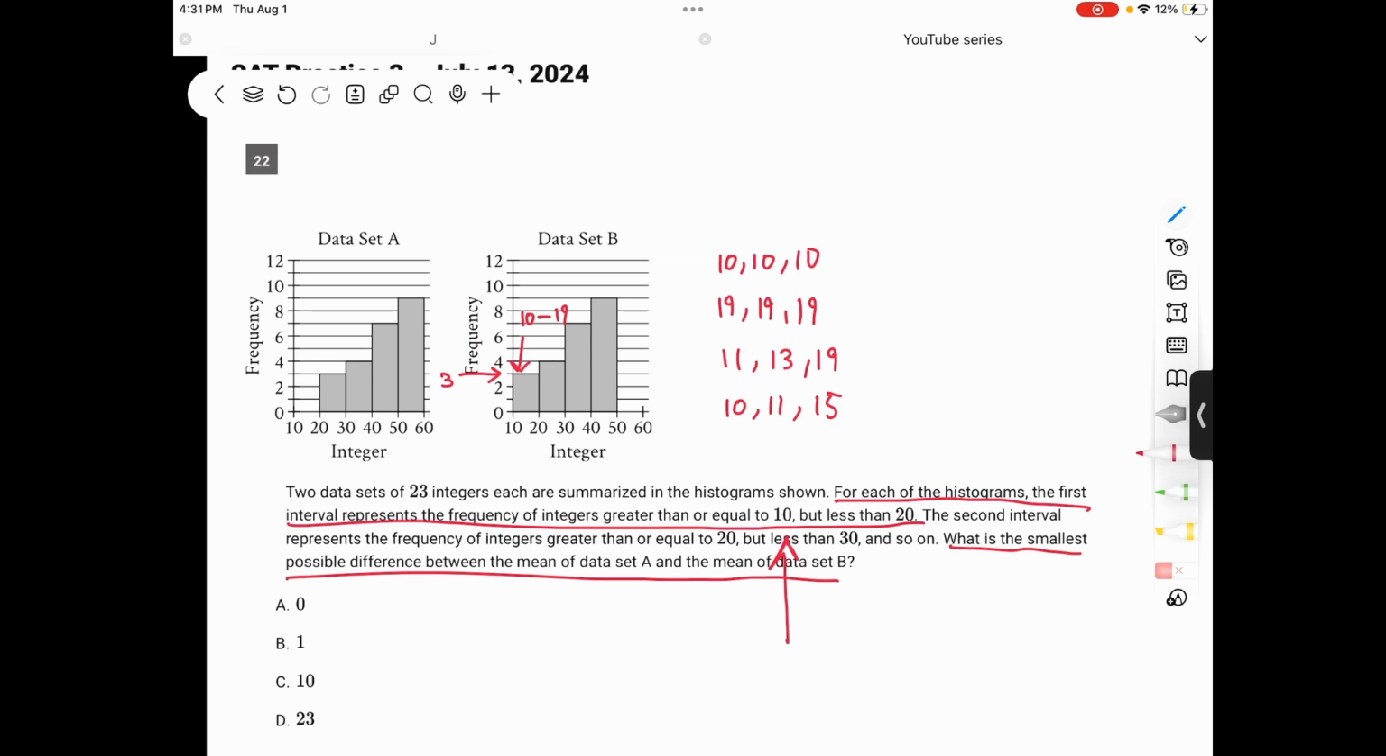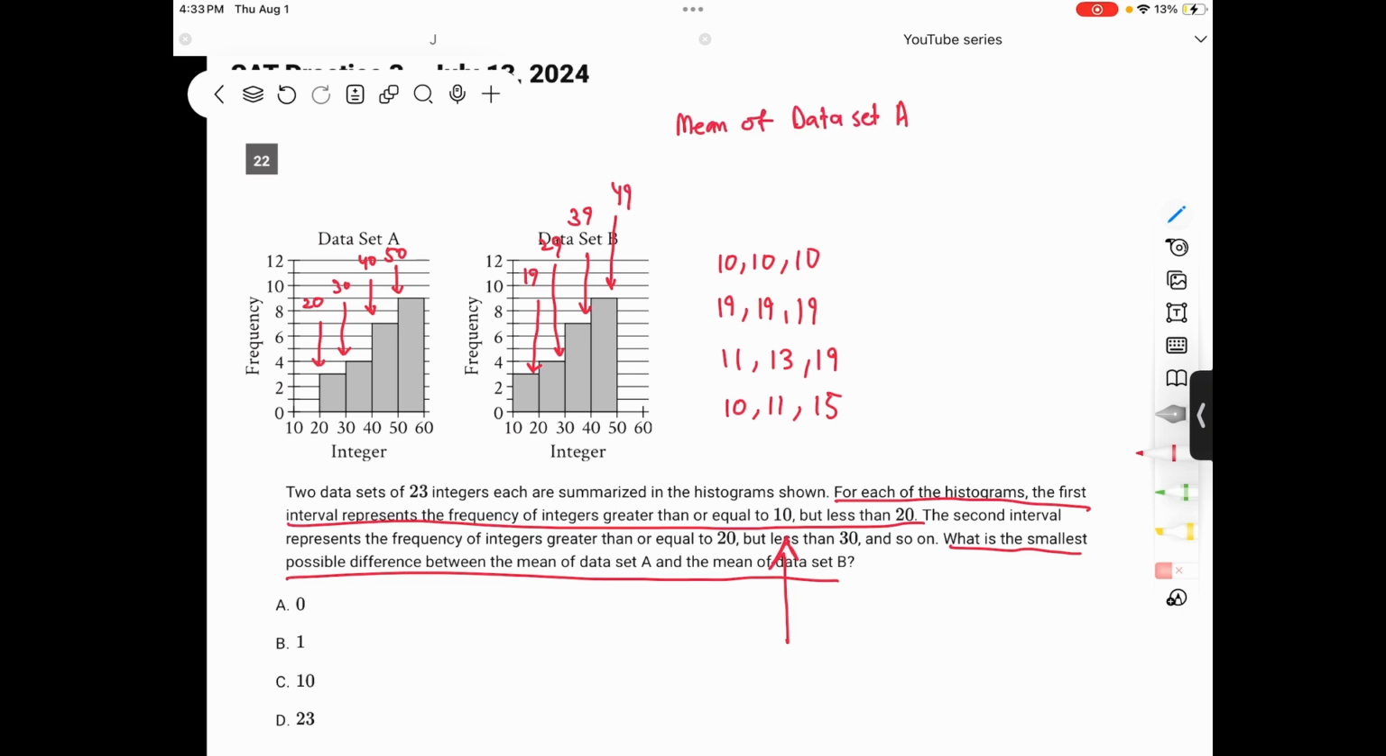To do this, we take the lower bound of dataset A. For each of the intervals in this histogram, we take the smaller value, i.e. 20, 30, 40, and 50. For dataset B, we're going to take the upper bound, which is going to be 19, 29, 39, and 49. Now we're going to calculate the mean for both of these datasets respectively.